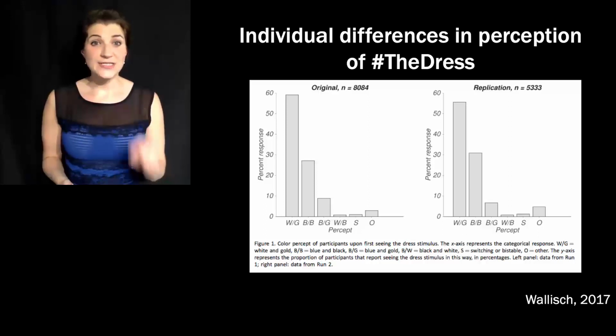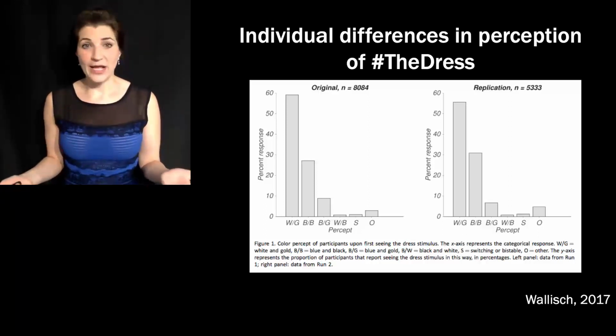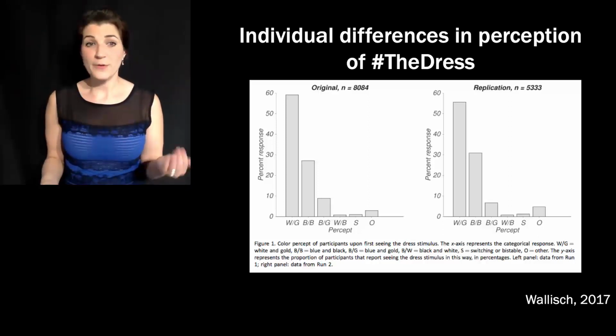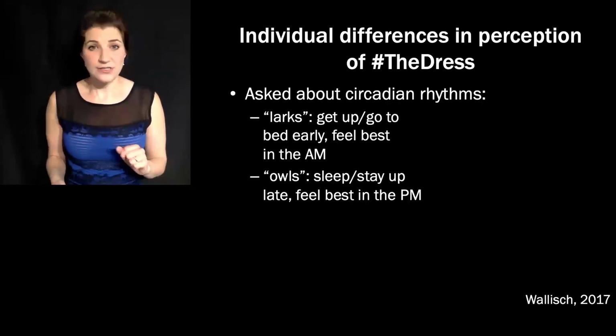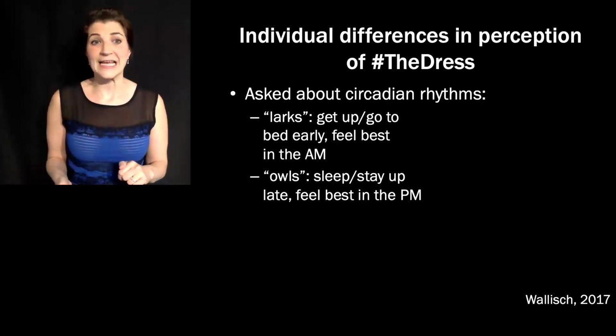One particularly interesting set of questions had to do with people's circadian rhythms. Some people tend to wake up early and they feel like they do their best work in the morning and they like to go to sleep early. We call those morning people larks. We can contrast them with night owls who tend to like to sleep in and stay up later and feel best at night.